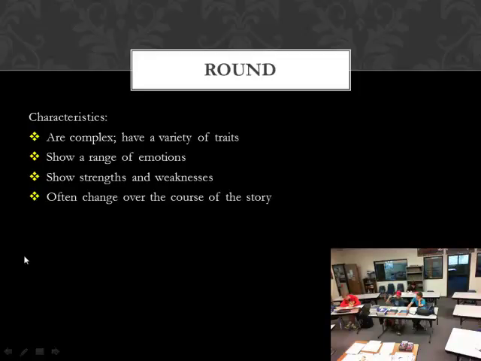Yes, Wesley? So does that mean in the story, Forrest, or a man called Forrest, he's a round character? Yes. Because he's got a lot going on. He's not just one person. Not just one kind of person.